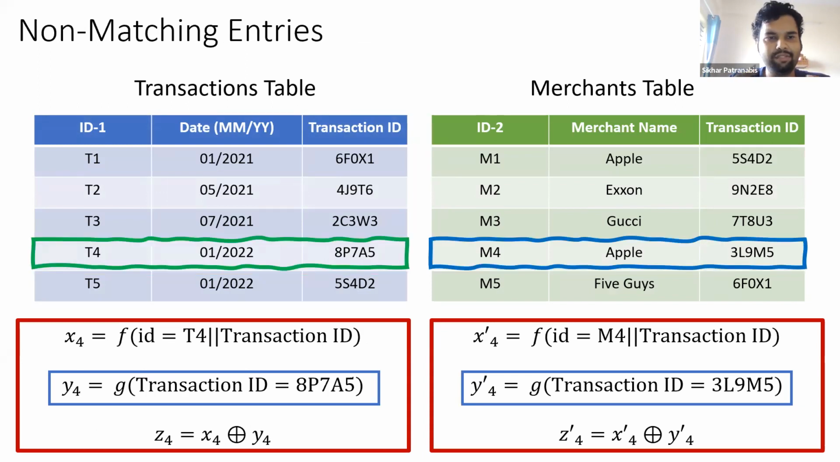On the other hand, if there are a pair of entries that don't match in the join attribute field, then their Y values are distinct. In fact, since these are pseudo-random functions, they are computationally indistinguishable from two independently sampled random values. So this is also something that we'll keep in mind.